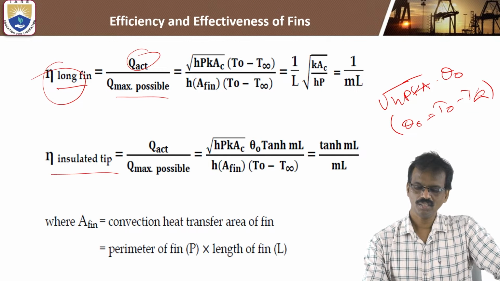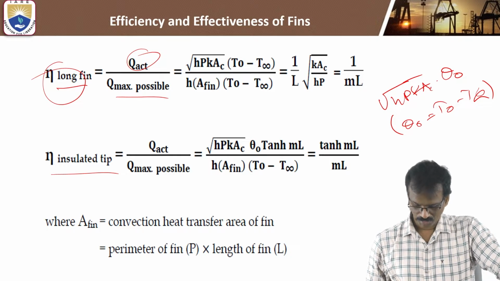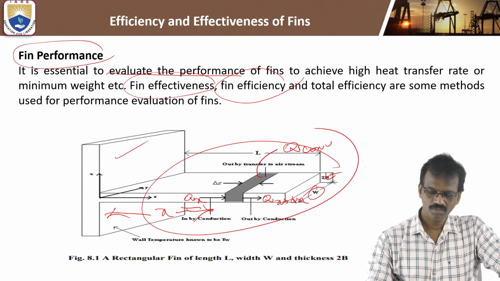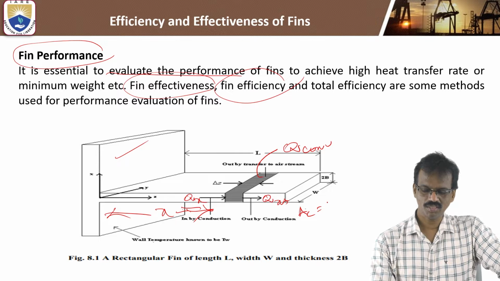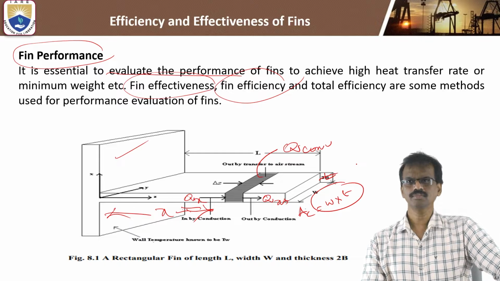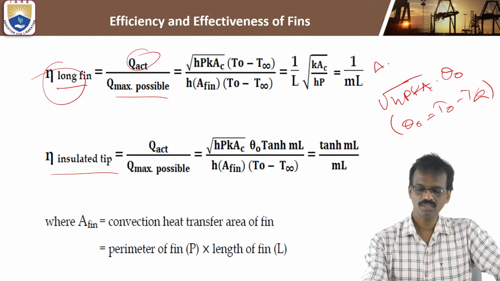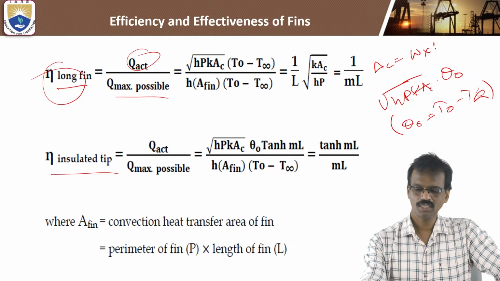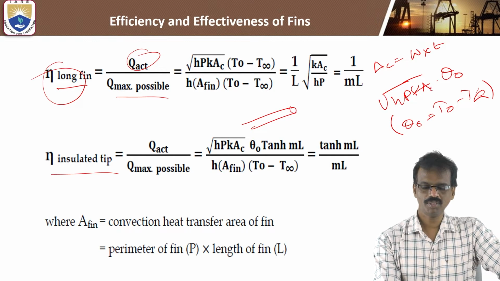For the long fin, AC means the area of the cross section. You can observe it like this. So this is the area AC. AC is nothing but the cross sectional area, which is width into thickness. So this AC is W into T for the rectangular body. If it is a circular object, this area is pi by 4 d square.